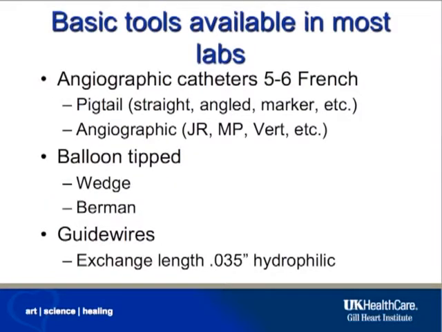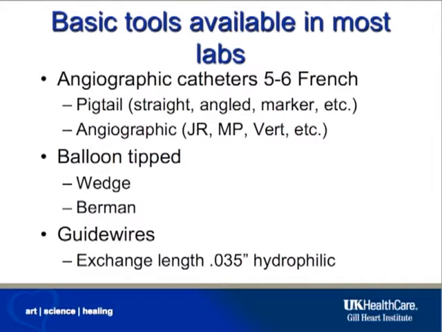Some of the tools used to evaluate the pulmonary arteries include angiographic catheters, most of which are 5 or 6 French. These can be pigtail or angiographic catheters. Pigtail catheters can be either straight or angled. Angiographic catheters may include Judkins Right or multipurpose catheters to access the pulmonary arteries. Balloon tip catheters may also be used. The Swan-Ganz catheter is often used for right heart catheterization. We frequently use wedge catheters or Berman catheters at our institution.